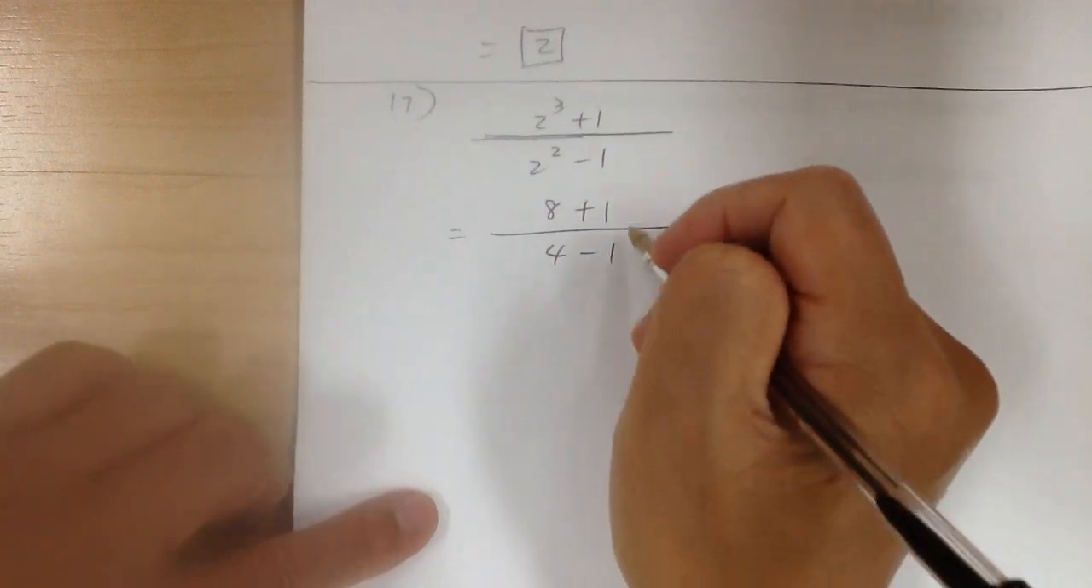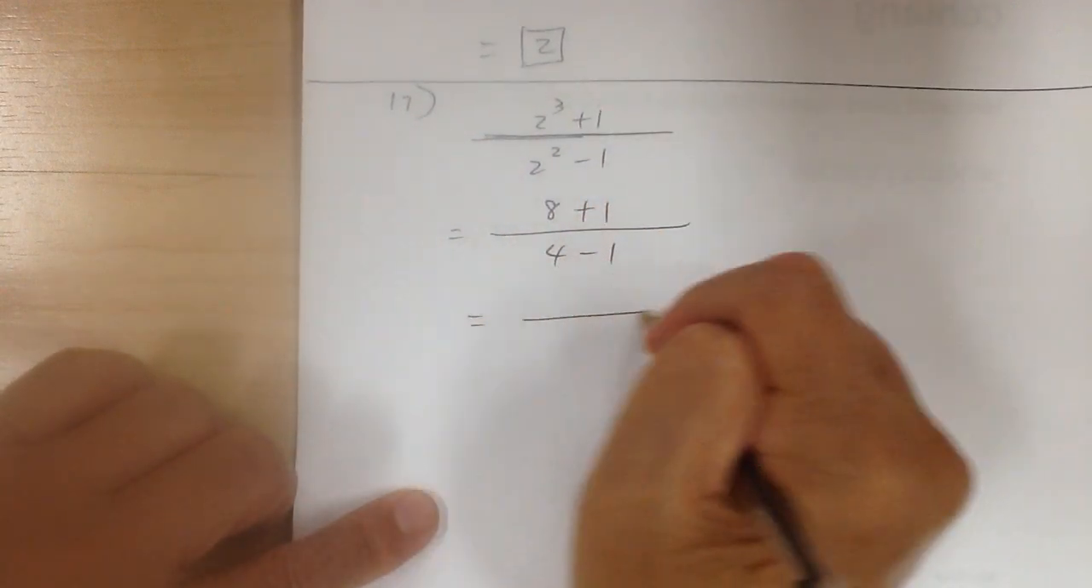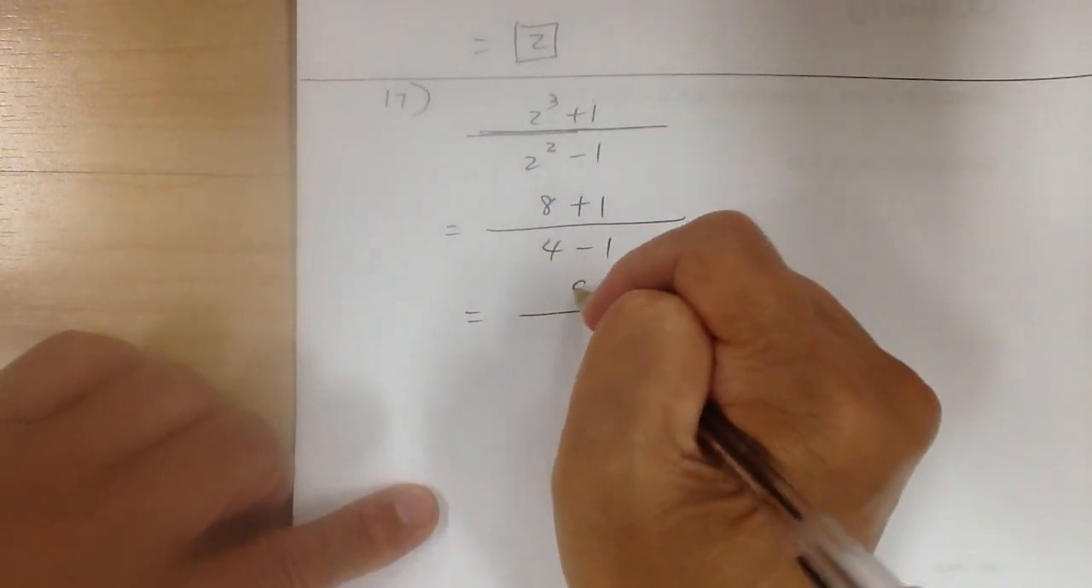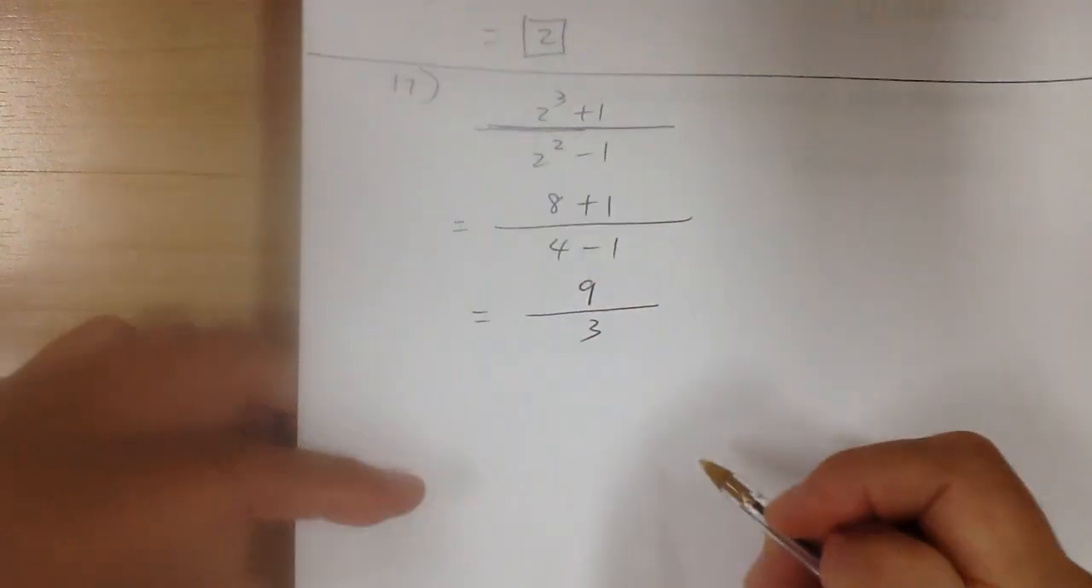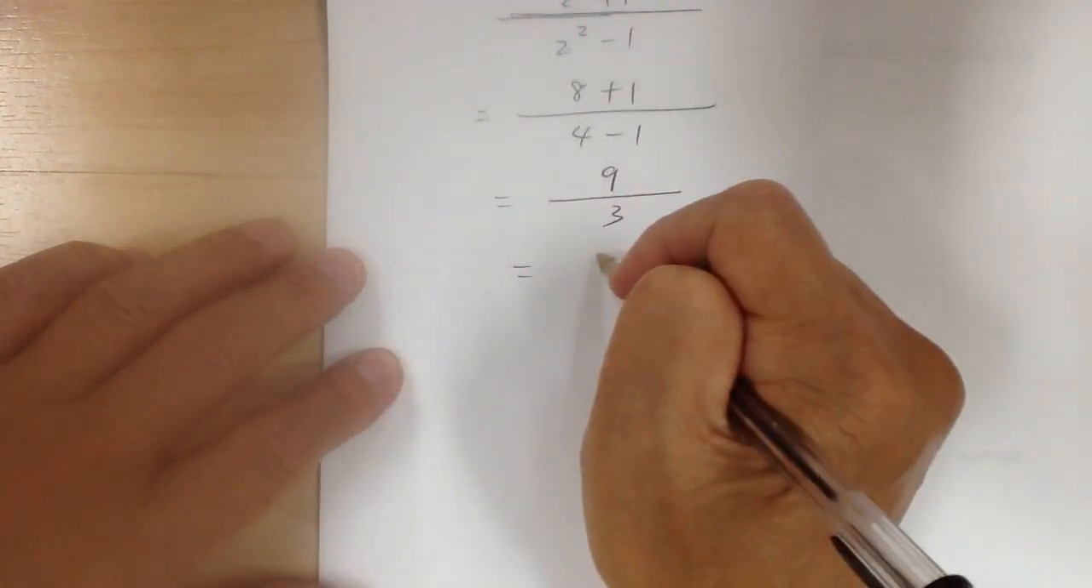Okay, so then after that you do the addition and subtraction for each group. So 8 plus 1 is 9, 4 minus 1 is 3, and then from there you can go and simplify this equal to 3.